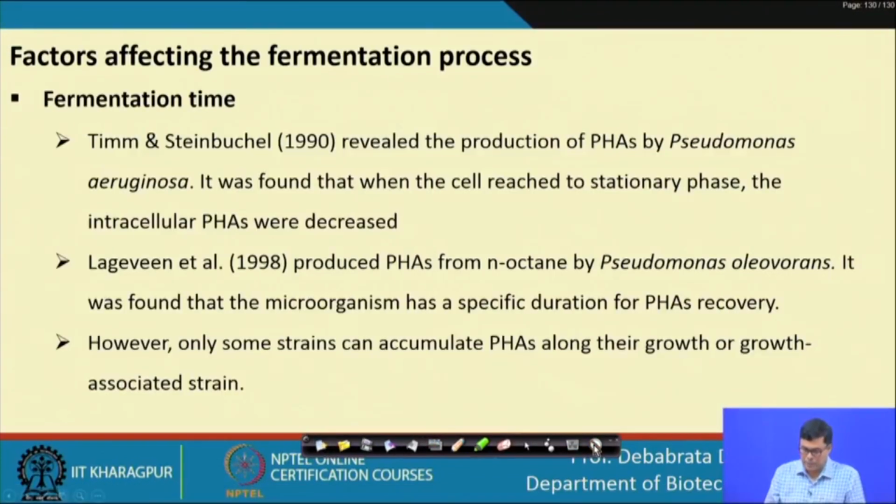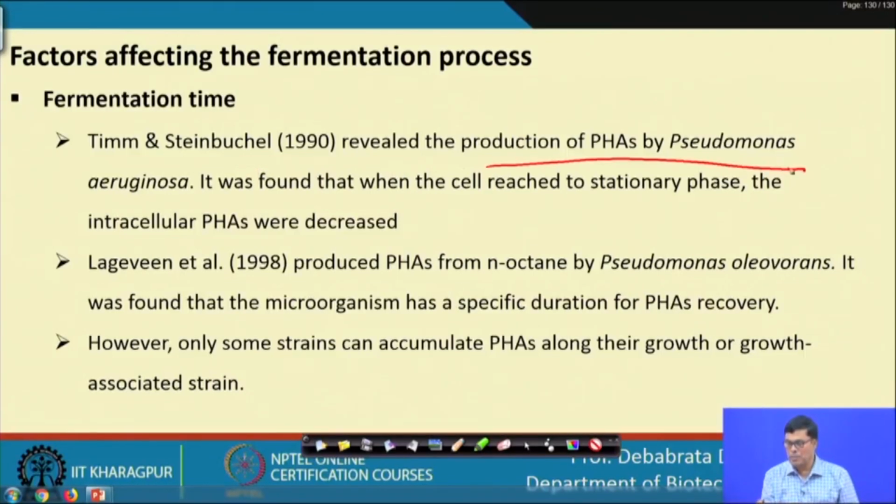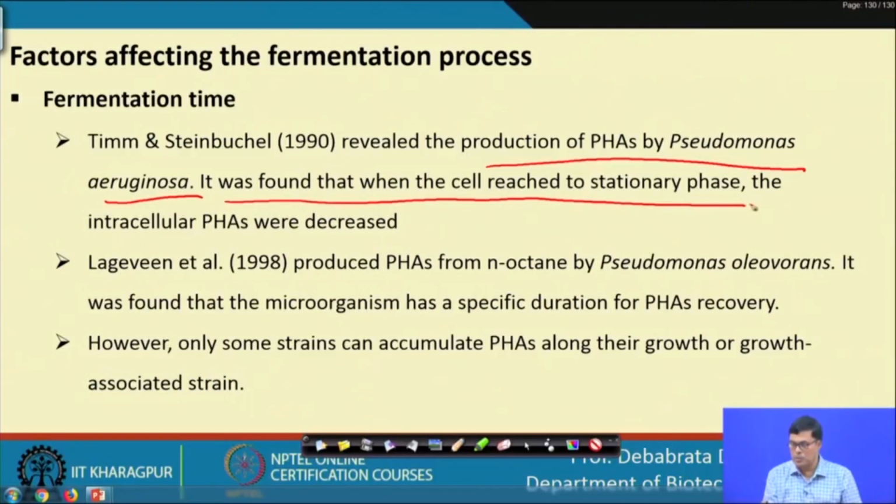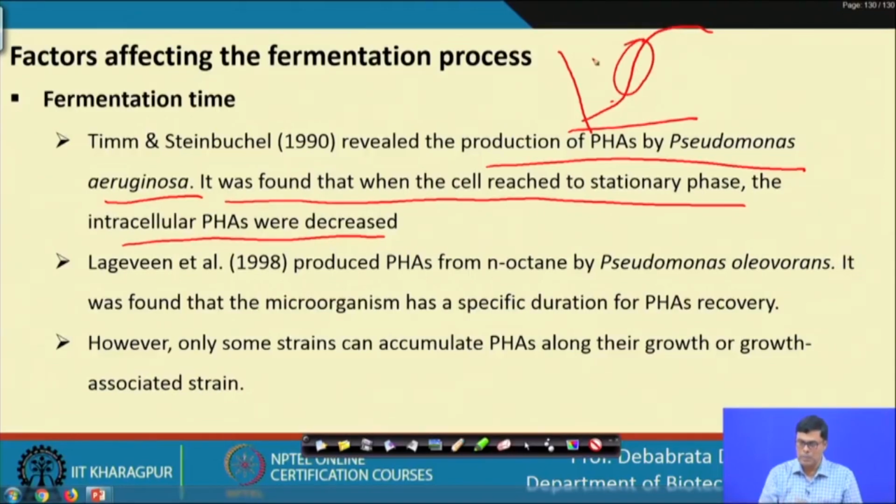Regarding the factors affecting the fermentation process, the team of Steinbüchel revealed that in PHA production by Pseudomonas aeruginosa, when the cell reaches the stationary phase, the intracellular PHA decreased. We know the cell growth cycle is like this, so maximum production takes place during the log phase.